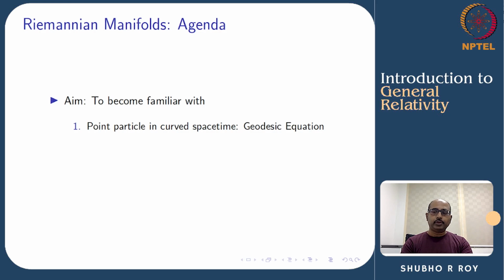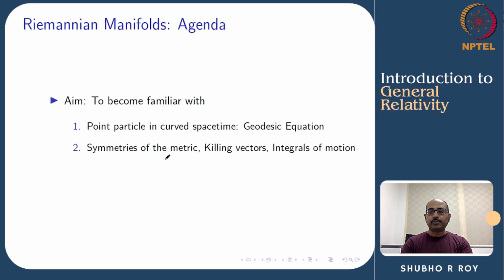All right, let's look at the agenda for today's lecture. Our aim is to become familiar with some physics facts such as a point particle moving in curved spacetime, which will lead us to the very important geodesic equation. Then we'll discuss symmetries of the metric and the associated Killing vectors, and we will see that this will result in some constants of motion or integrals of motion, as we like to say, and these integrals of motion are critical in solving the geodesic equation. Finally, we will look at the notion of local inertial frames, or sometimes these are also called geodesic coordinates in the literature.